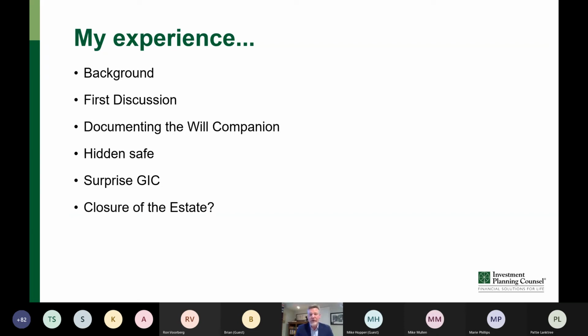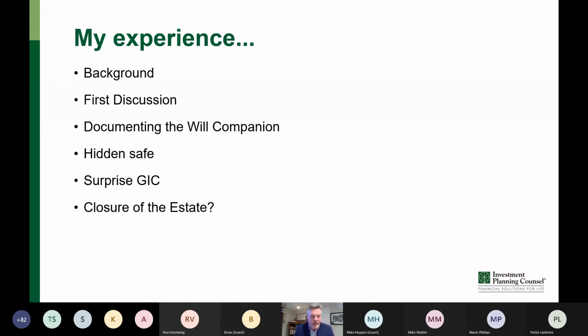There are different ways to go about doing it, and getting everyone to agree to it and how it's supposed to be done. But again, I cannot stress enough how important a Will Companion is, because it is so difficult to find documents and know where everything is if you haven't put a Will Companion or an estate directory together, and made sure that it's up to date as well.